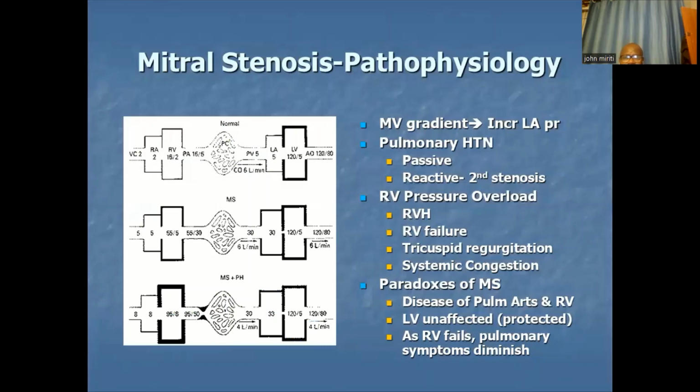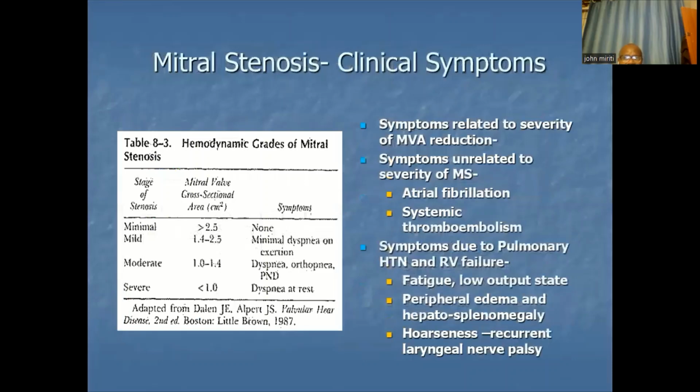There is disease of the pulmonary arteries, and the left ventricle is unaffected. Unaffected means it is protected. As the left ventricle follows, the pulmonary symptoms diminish. So the clinical symptoms of mitral stenosis are related to the severity of mitral valve area reduction. Symptoms related to severity of mitral stenosis include atrial fibrillation and systemic embolism.